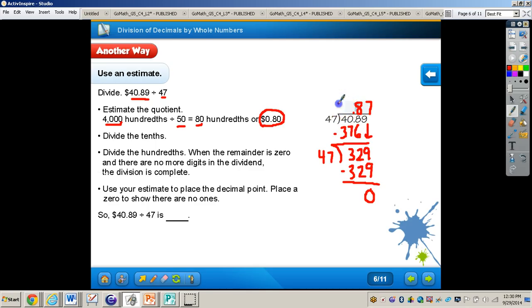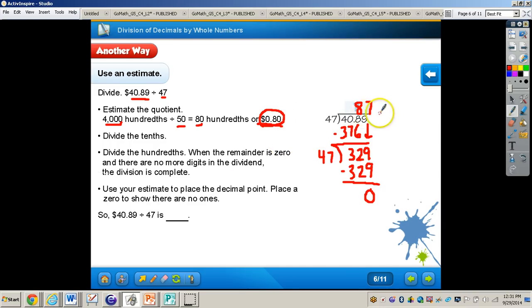Okay, and we have, you can see, 87 cents. Now, before I even do that, to place my decimal point, we can use our estimated answer, which was 80, to place our decimal point, to show there are no ones. So we have 80 cents.